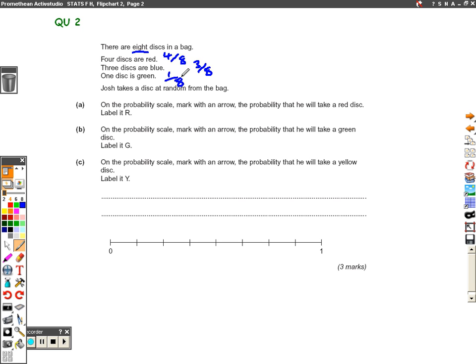Red is 4 over 8. We have 1, 2, 3, 4, 5, 6, 7, 8 dashes. So we're going to go for the fourth one. 1, 2, 3, 4 for red. Okay. On the probability scale, mark with an arrow the probability he will take green. Green is 1 out of 8, so we go to the first one. And the last one, the probability that he will take a yellow disc. There are no yellow discs in the bag, so that's got to be impossible, so 0.